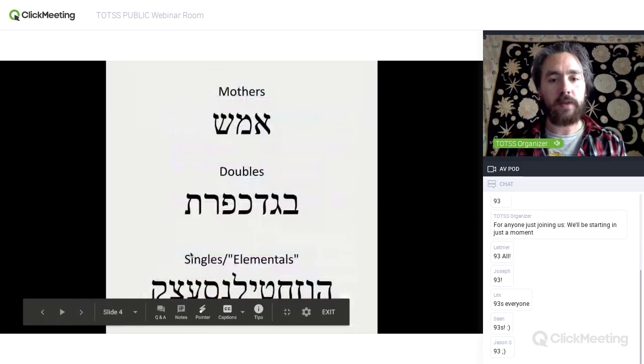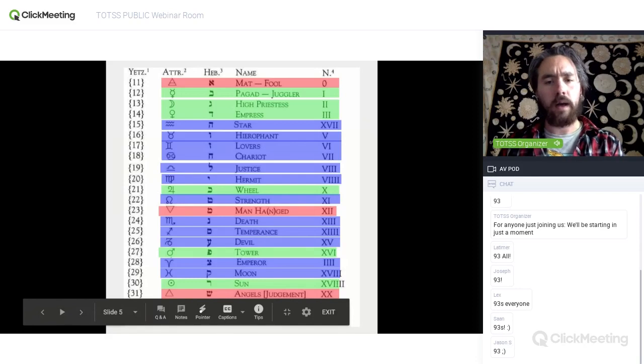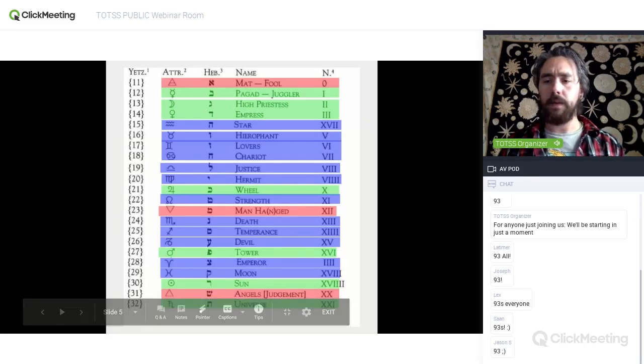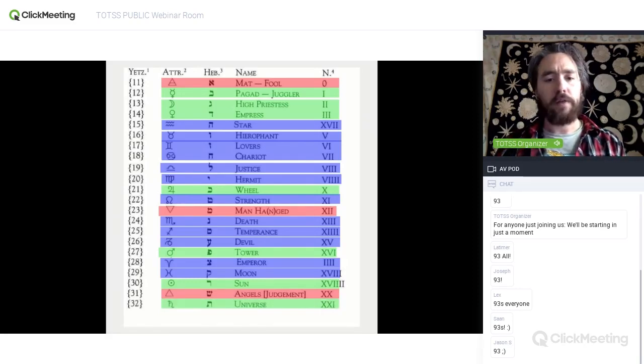Okay, so like I said, we'll be talking about the 7 double letters here. So here on the list of correspondences from the cipher manuscript, the colors don't mean anything, just like last week. But I've highlighted the 3 different groups of letters so you can see them. The mother letters are in red there. The double letters, the ones we'll be talking about today, are in green. And then the single letters corresponding to the signs of the zodiac are in blue.